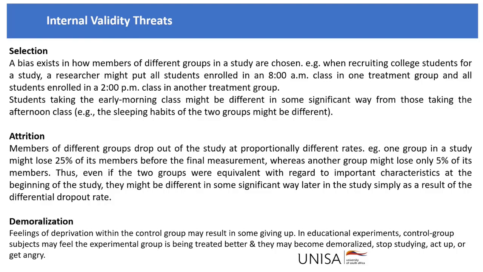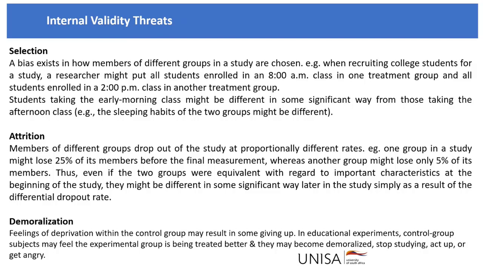Students that are taking an early morning class might be different in some significant ways from those taking the afternoon class. For instance, considerations such as the sleeping habits of the two groups might be different as you compare them with the afternoon class. So the issue of time here, those that are early or those that are late, is a consideration when you make conclusions on your research findings as to whether or not it has influenced your outcome.